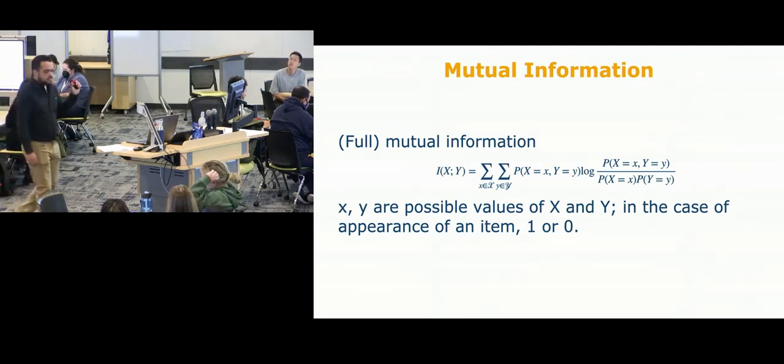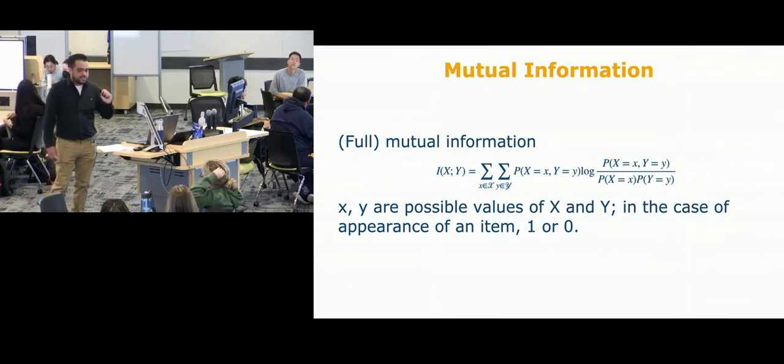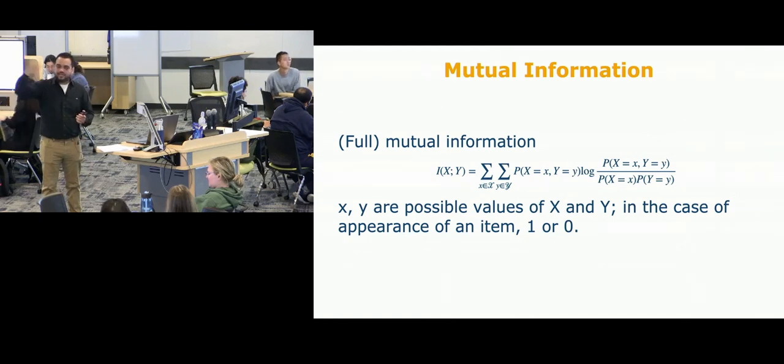Basically, we sum over all the possible values of x and y, and we compute the joint probability that p of x is equal to x, comma y is equal to y, and then we take the same number in the numerator inside the log and divide by the marginal probabilities, right?